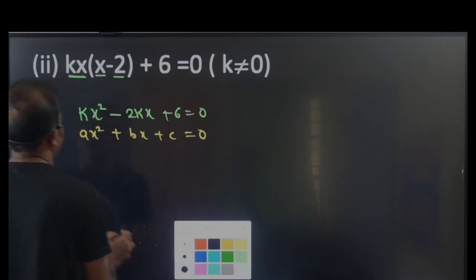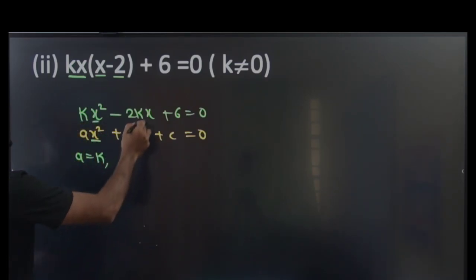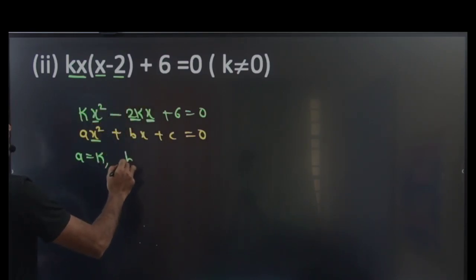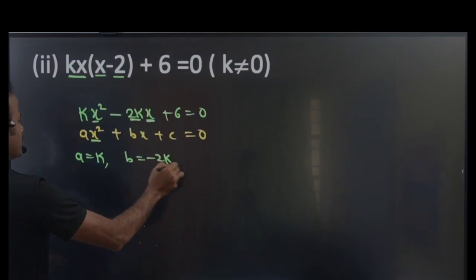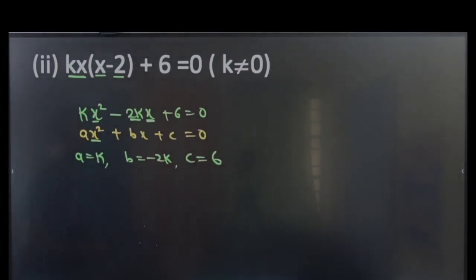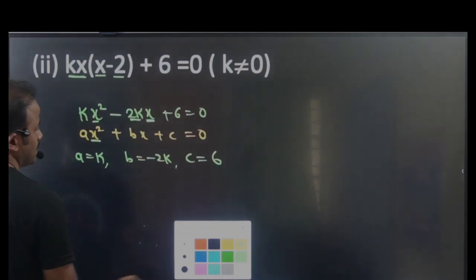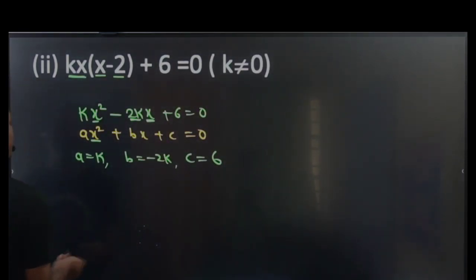Now you tell, where a value is how much? A value is k, leaving the x square; the remaining term you write here. That is k. And you leave the x here and the remaining term is minus 2k. So the b value is minus 2k and c value is 6. A equal to k, b equal to minus 2k and c equal to 6. Now what you have to do here? You have to find the discriminant value by using the formula.